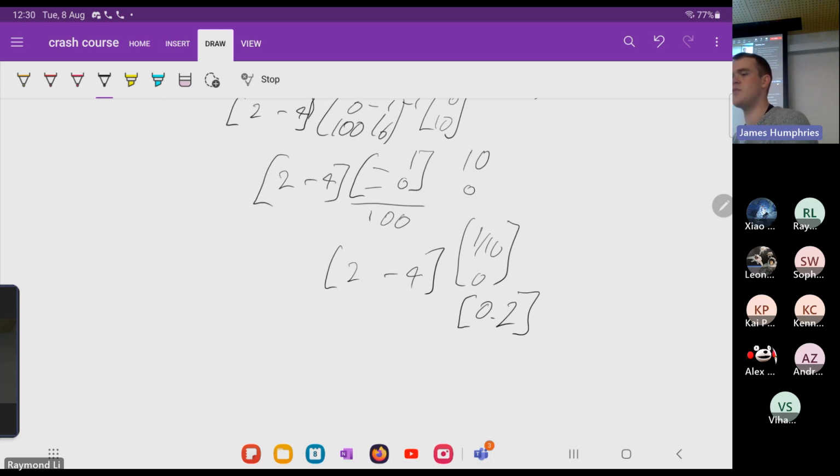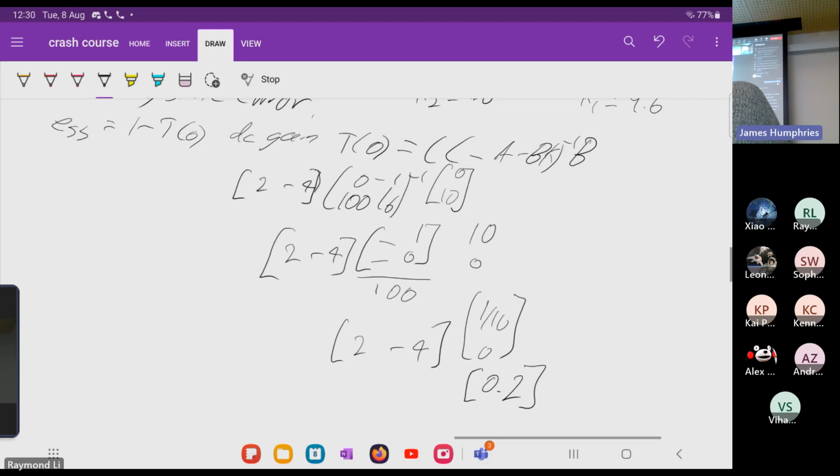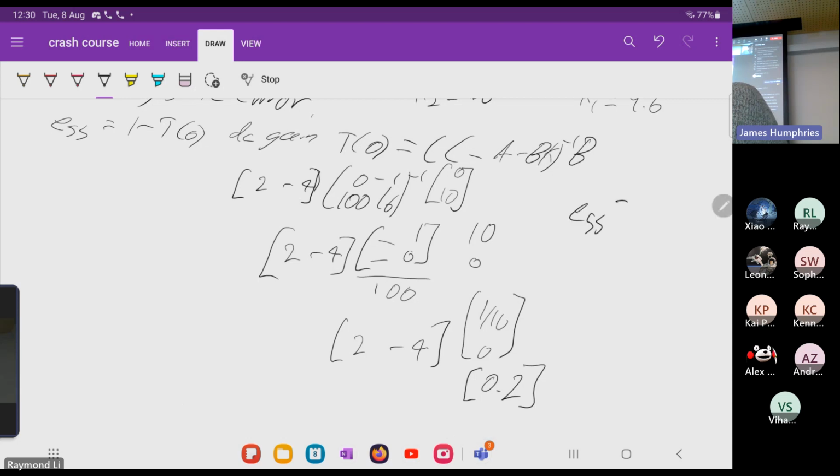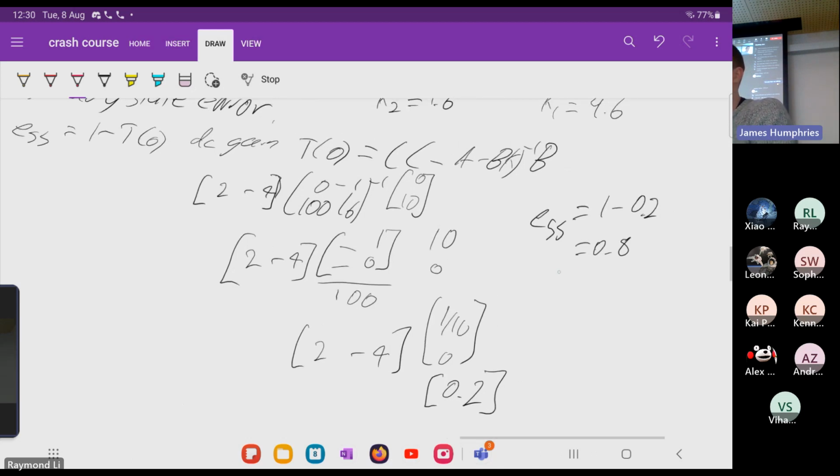So you see, I didn't even bother with those don't cares. Honestly, didn't impact the answer. So then the error steady state is equal to 1 minus 0.2, which is equal to 0.8. All right. And that's the final answer you want. Any questions with that? Feel free to ask. It's fine.